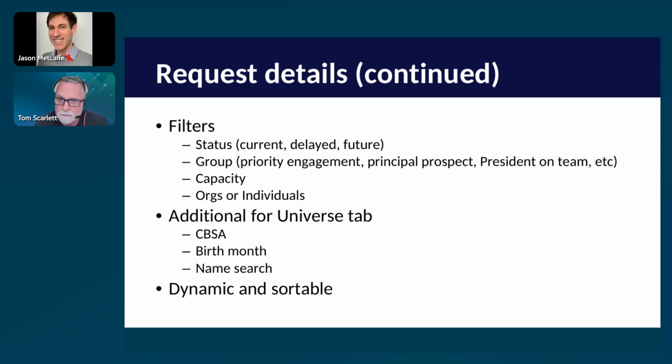It's not exclusive. She also wanted to be able to search easily by capacity, as well as filter organizations versus individuals. On that universe tab, she wanted a few more items: birth month to be able to search, name search, and a CBSA code search. So if she's visiting Florida, she could easily see all of the geographic buckets of folks that we have in Florida through that search. And obviously, she wanted it to be sortable and dynamic and up to date, et cetera. So now we had all of that. That's where we started.